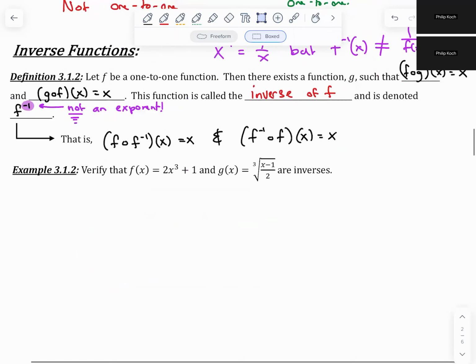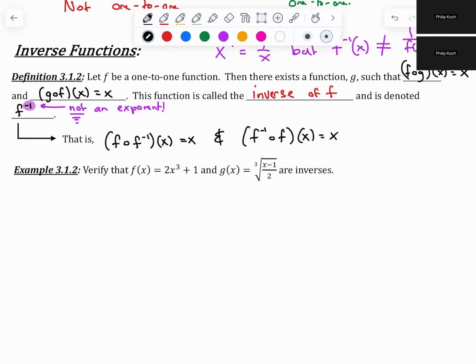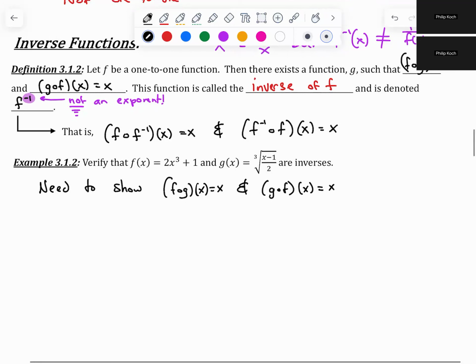So to verify that these two functions are inverses, we need to show f composed of g of x is equal to x, and g composed of f of x is equal to x. Because if these things are inverses, they're the same thing. But if they're not, then f composed of g and g composed of f aren't necessarily the same thing, because composition is not commutative, right? Let's go ahead and verify those things.